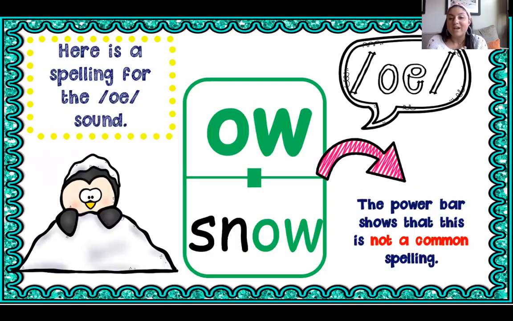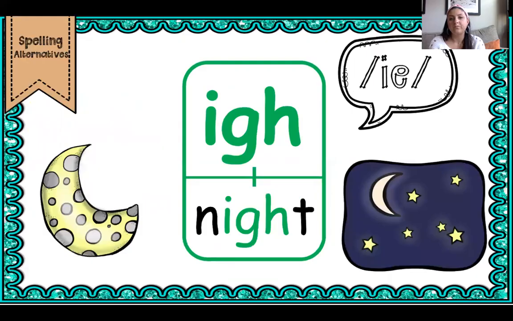We've learned that OW can give me my O sound, like in the word snow or grow. All right, we've learned a little bit about IGH and how it gives me my I sound. If I look at my power bar though, I do not see this very often. I see this in words like night, sight, sigh, right.